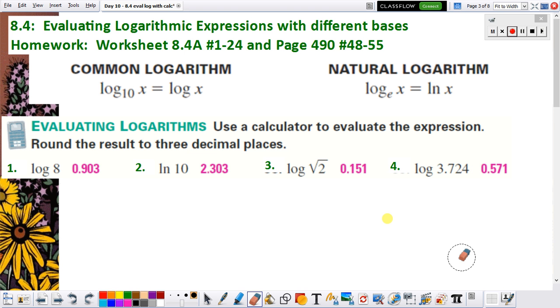Okay, hopefully you got these 4 answers and that this was the easiest thing you ever did. So again, just to reiterate: if we don't see a log base, we want to remember that this is base 10, and this is base e.